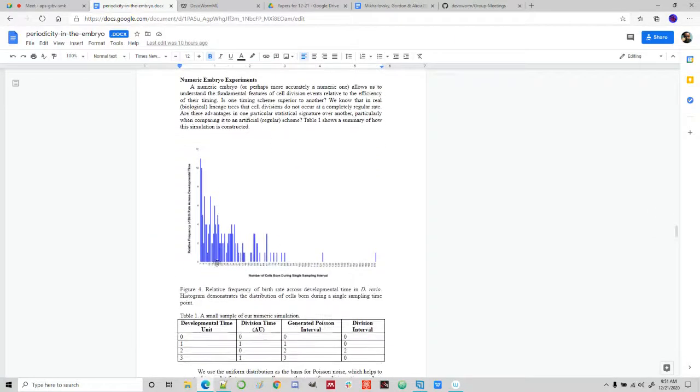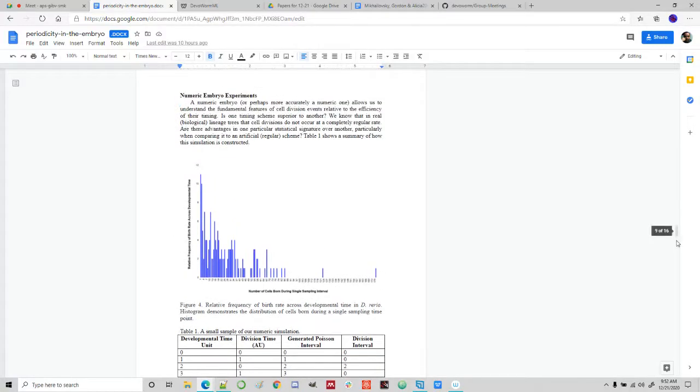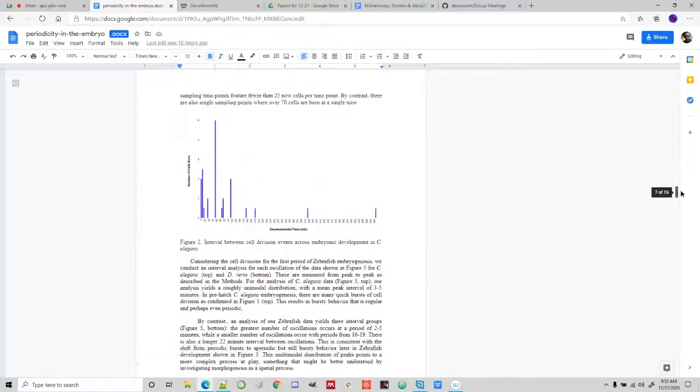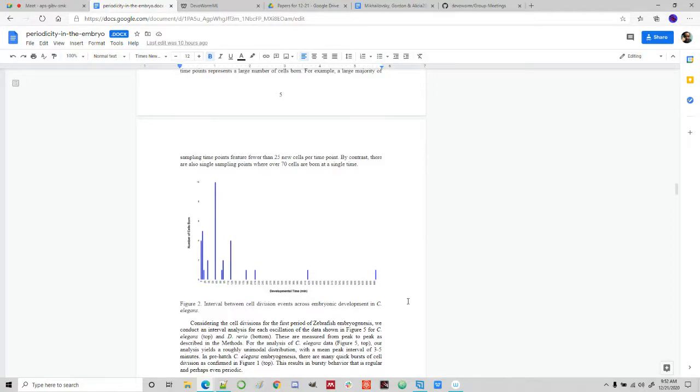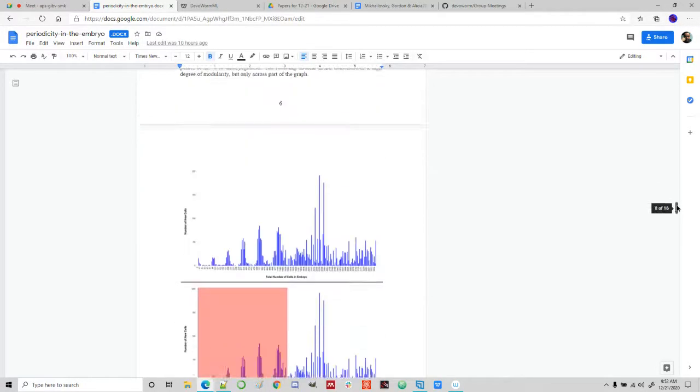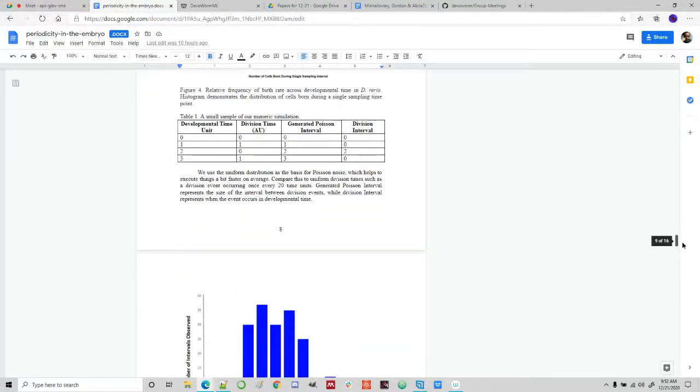And then this is the same thing we did with C. elegans, but because it's measured a little bit differently, you have to look at the relative frequency of birth rate across developmental time. So it's a little bit different, but it gives a similar type of distribution because there's a long tail going on. So we have that, and that's discussed in the paper.